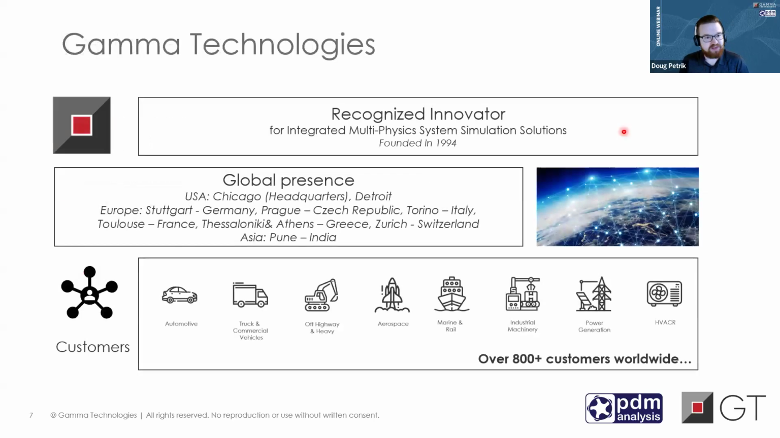If you haven't heard of Gamma Technologies before, we are a company that develops simulation software, specifically multiphysics system simulation software. We're a little over 30 years old, and our headquarters is located in Chicago in the US, and that's where I'm located. But we also have offices globally in Europe as well as in Asia. In terms of the industries that we support, there are numerous industries ranging from automotive to off-highway and heavy equipment to aerospace, power generation, and HVAC/R.